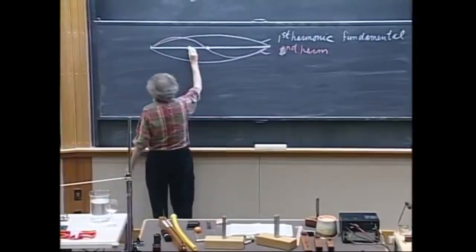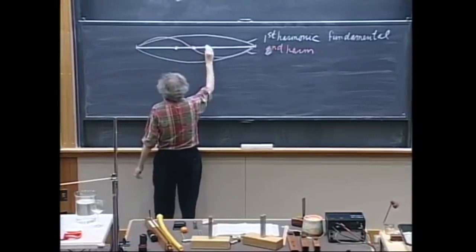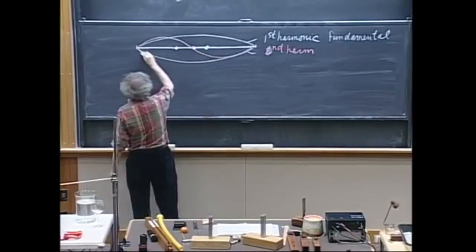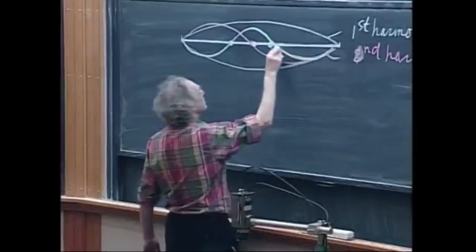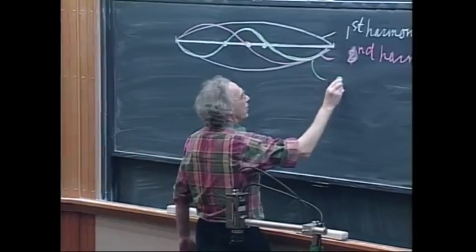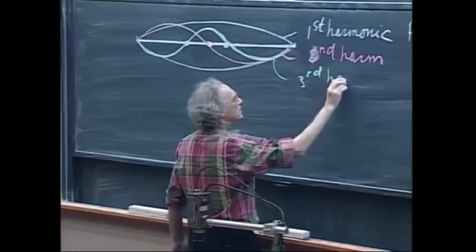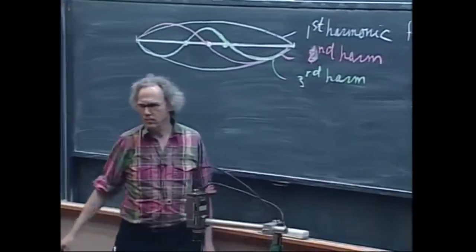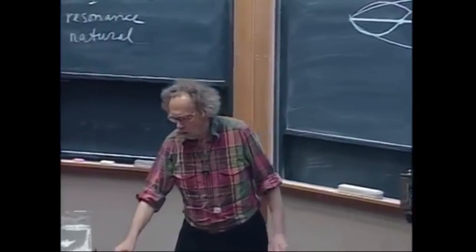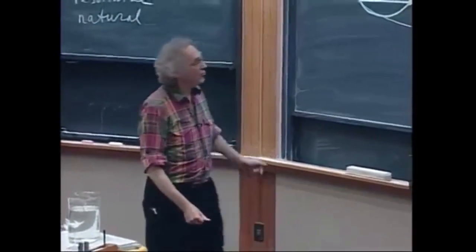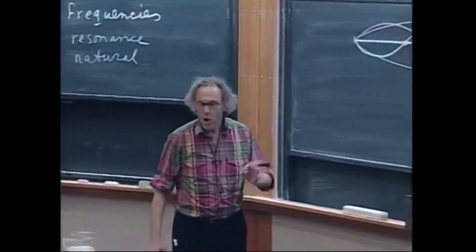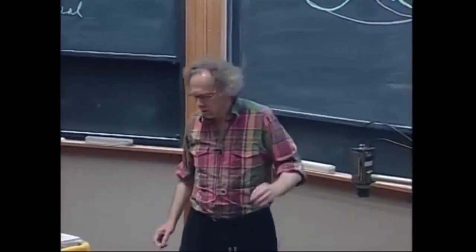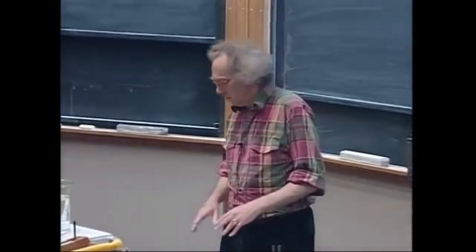This point stands still, and this stands still. And when this is down, this is up, and then this is down. And this is called the third harmonic. And I could go on. I get a whole series of natural frequencies, a whole series of resonance frequencies. And the string only likes that series. It doesn't like any other.